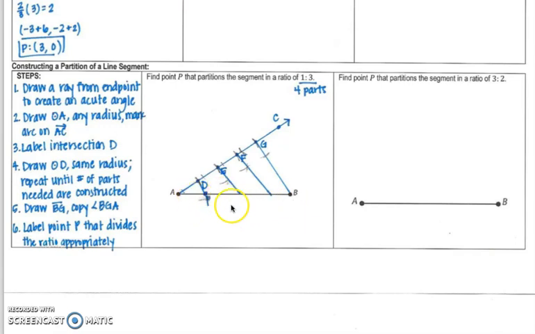So part 1, part 2, part 3, part 4. I needed the parts to be 1 to 3, so I did 1 part and then 3 parts from point P to point B. So that's what I did here. I labeled this point P because that would be what partitions the segment into a ratio of 1 to 3.